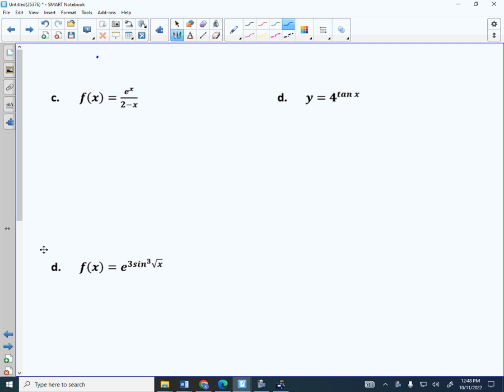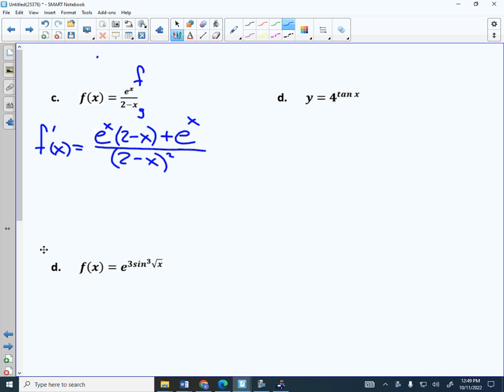Thoughts on the rule that we use here? Quotient rule. F sits in the top, G sits in the bottom. Derivative of the top, e to the x. E to the x times 2 minus x, minus the derivative of the bottom, which is negative 1, so it'll be plus e to the x, all over 2 minus x quantity squared. Good. You won't see the answer written like that.